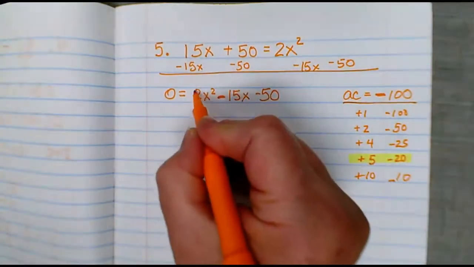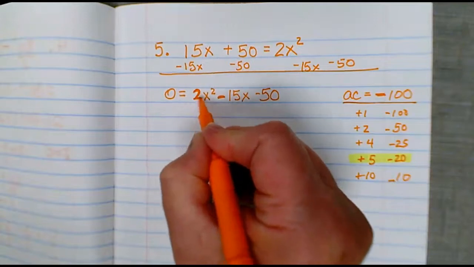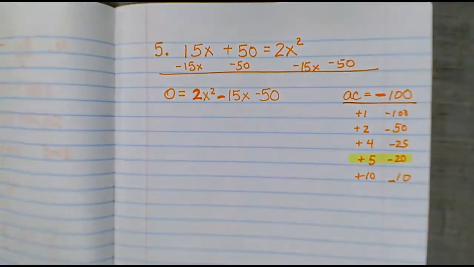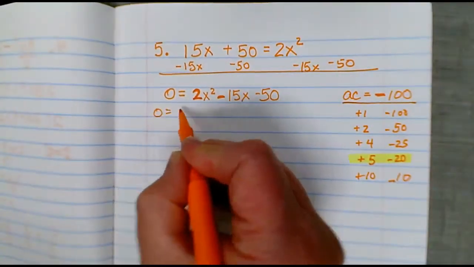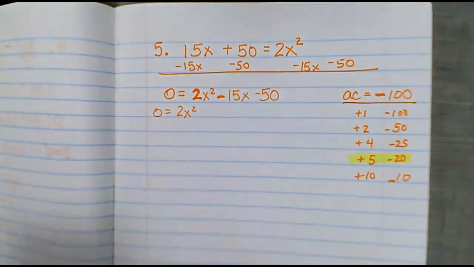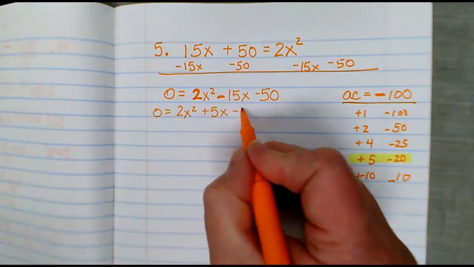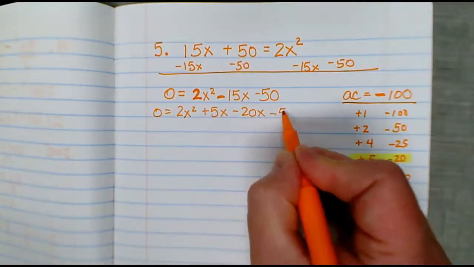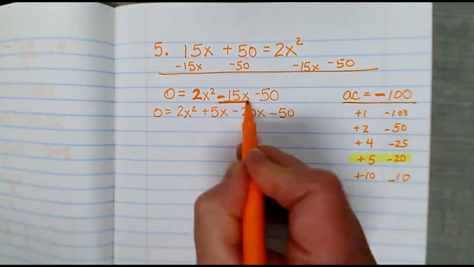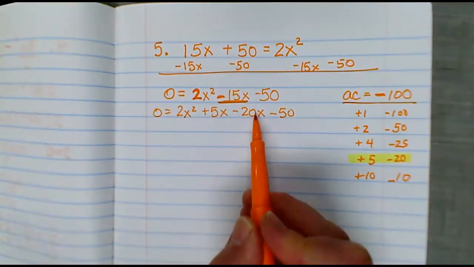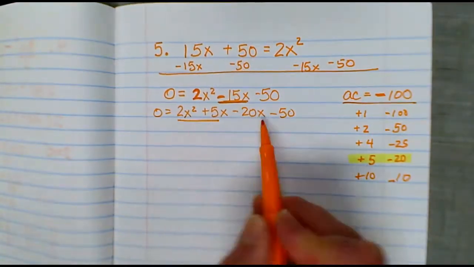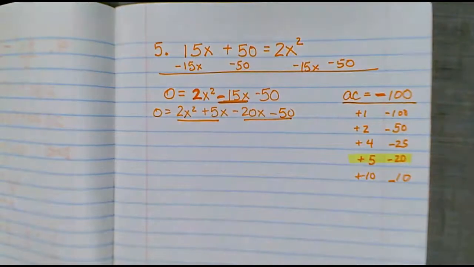Since this is a 2 and not a 1, I can't use shortcut factoring. I have to use factor by grouping. Plus 5x minus 20x minus 50. I replace this with the 5 and the 20 so that I can make 2 groups of 2.